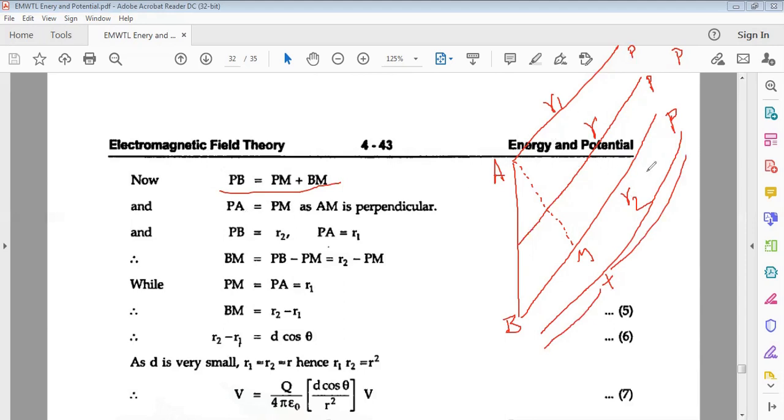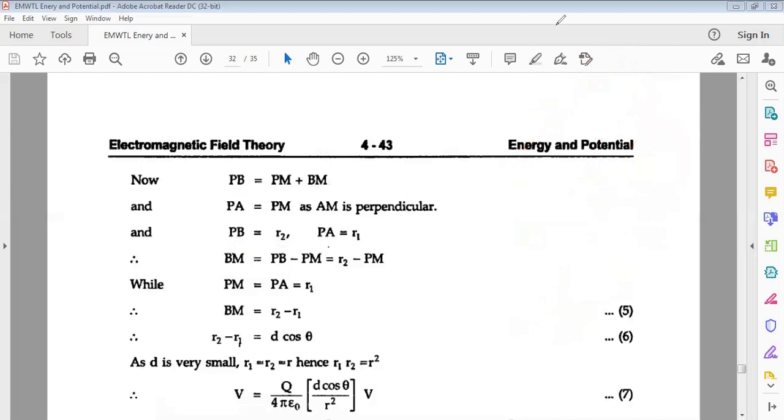And PA is equal to PM, because AM is a perpendicular line. So what is PB equal to? The total distance PB is R2, and PA is equal to R1. What is BM equal to? BM is PB minus PM. PB is R2 minus PM, which is R1 only, since PM is nothing but PA.